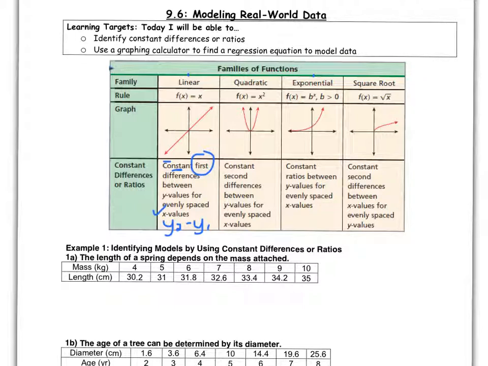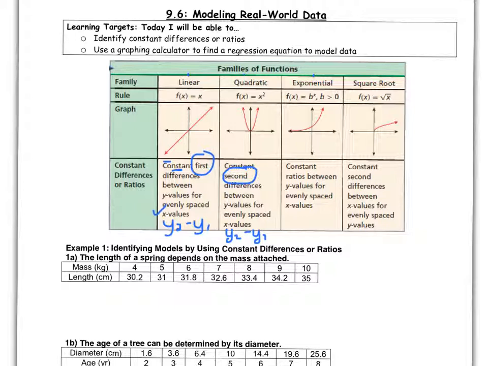If you have constant second differences between the y values, so if you take those differences and subtract them again, and you get the same number every single time, then you have a quadratic function. If you try the first differences and the second differences and you don't get a constant number either time, you could keep going and try to see if it's cubic, but I'm going to go ahead and tell you that there aren't going to be any cubic ones necessarily in this section.